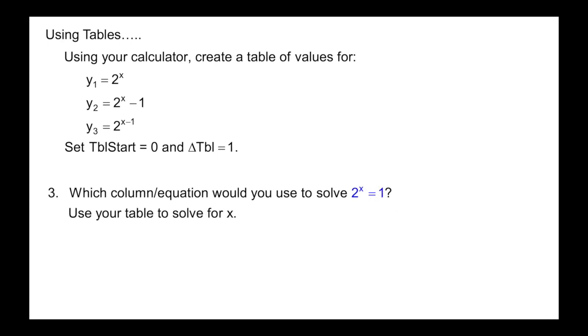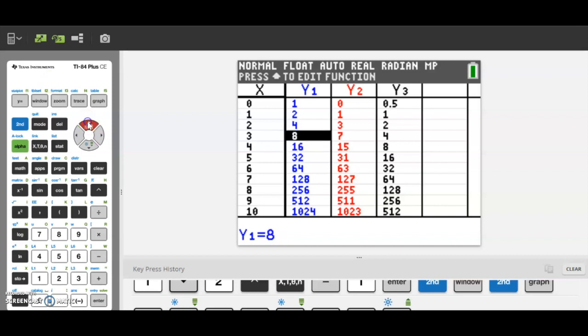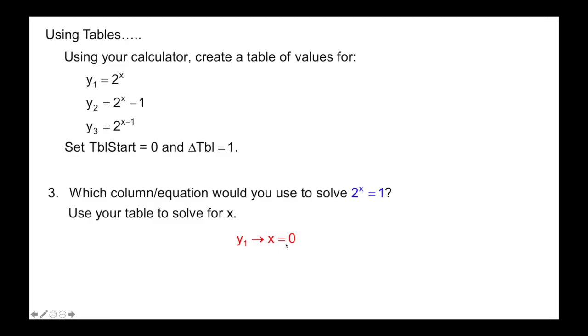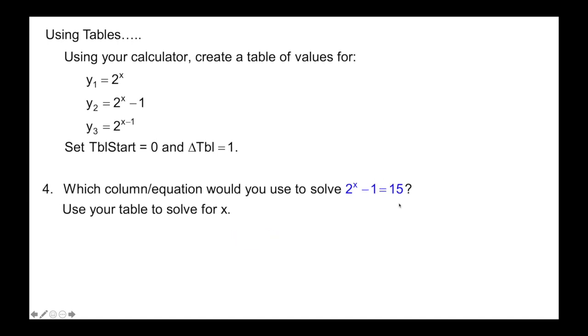For number 3, I have 2 to the x is equal to 1. This one's going to use y sub 1 or column 1. And again, I'll scan that table. I find the value of 1 there, and that's associated where x is equal to 0. Once again, if I plug that in, anything to the 0 power, including this 2, would give me 1, so this is correct.